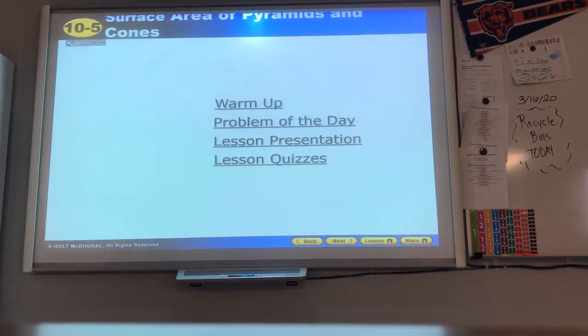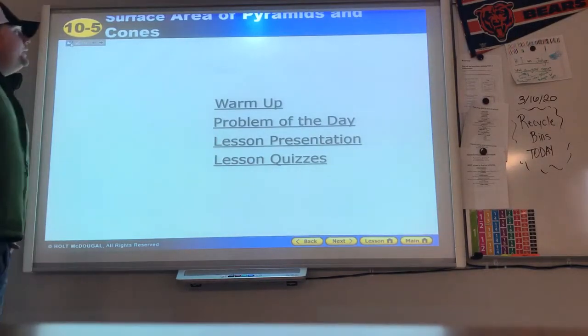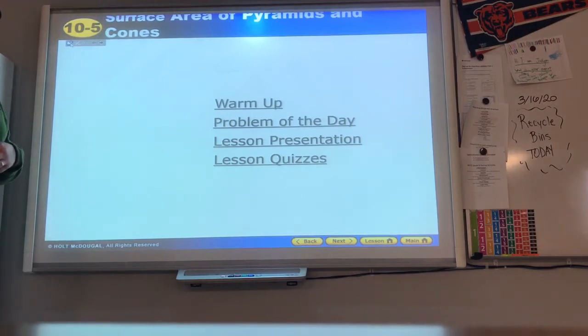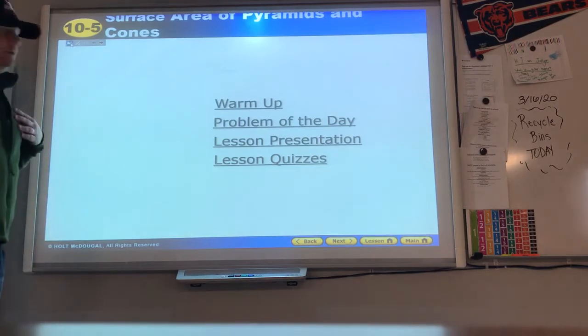Ladies and gentlemen, surface area of pyramids and cones. You're doing one of the harder sections all alone, and I feel terrible about it, but we'll have the exposure and the experience with it, and next year we can make it easier.